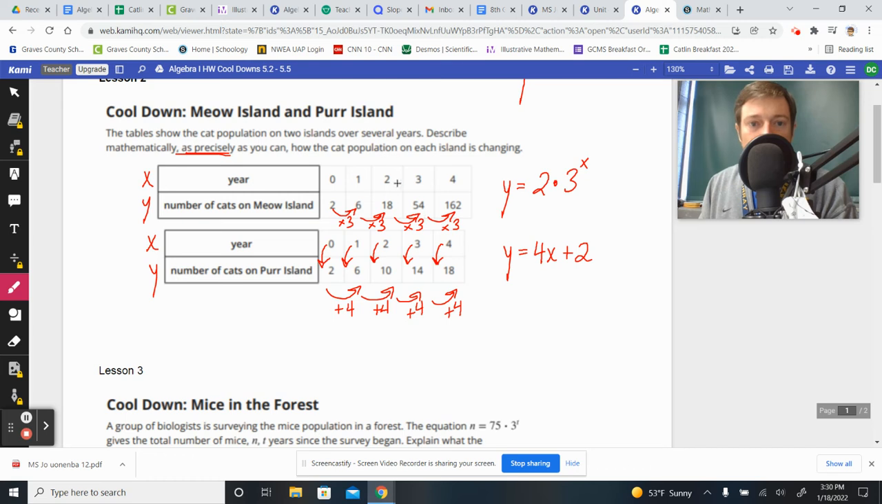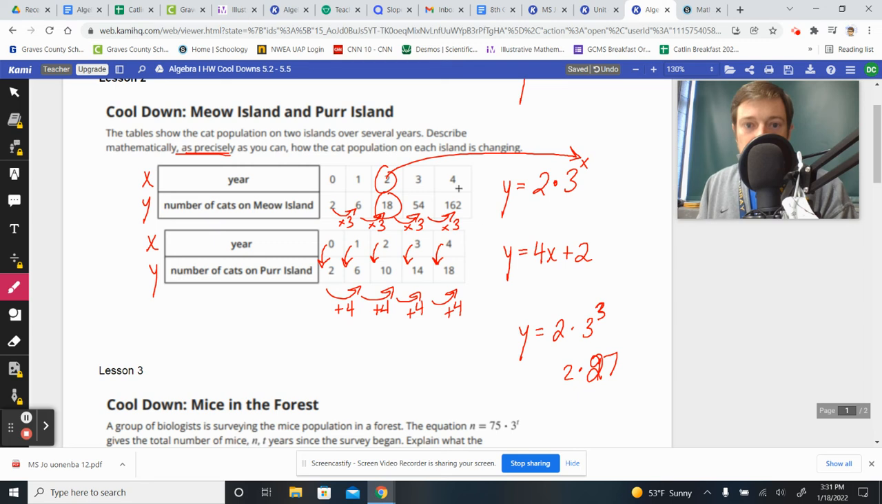Let's try 2. Let's put 2 over here in x's place. If we do that, y would equal 2 times 3 squared. Follow your order of operations. You don't multiply first, you exponent first. 3 times 3 is 9, and 9 times 2 is 18, which is what we get there. If we put a 3 there instead, it would be 3 times 3 times 3, which would be 27, and 27 doubled would be 54. So you can see that this equation will work for all of these years, even if we put 0 there.